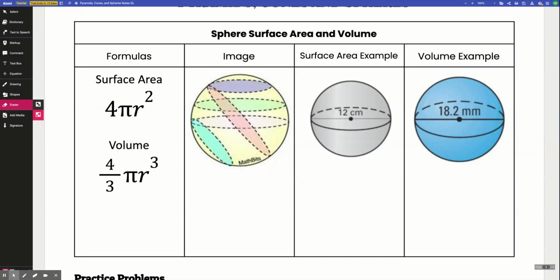Hello folks! So this is going to be a pretty quick video for you on how to find the surface area and volume of a sphere. All right, so I'm going to go ahead and jump right in. I have one surface area and one volume example for you in this video.